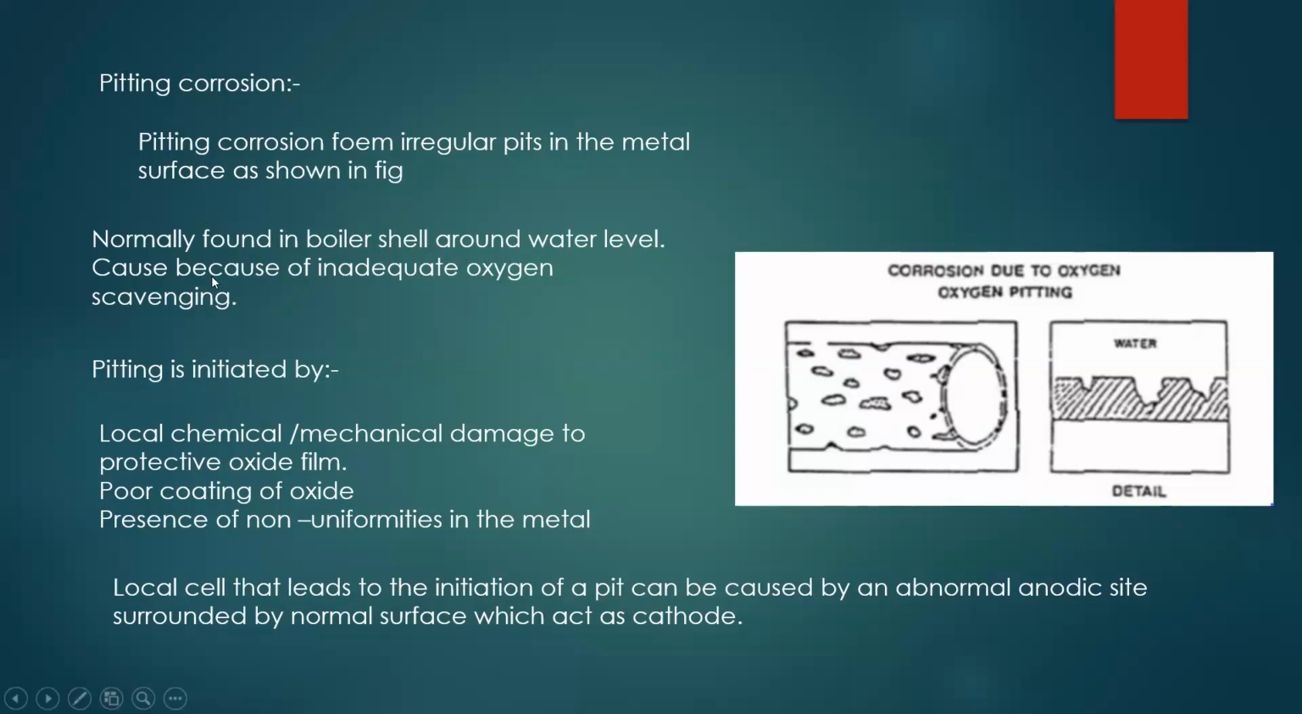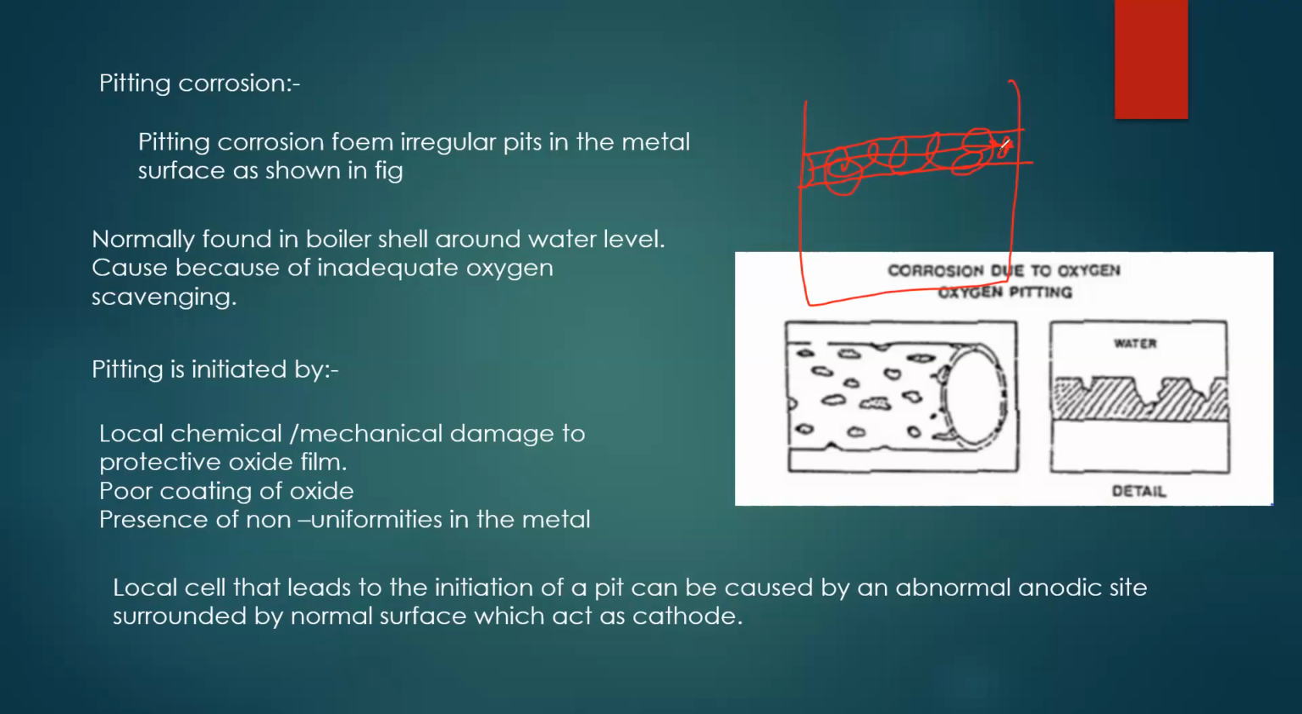So corrosion was on the tube, whereas pitting is on the shell. Normally found in the boiler shell around the water level, where your water level is just touching. Suppose this is your water level, so it will be found in this area. Because what happens? You fill the boiler up to a level, your pump stops or your three-way valve gets operated. Then when the level falls here, it is going to start again. So in this area, the water level is changing again and again.